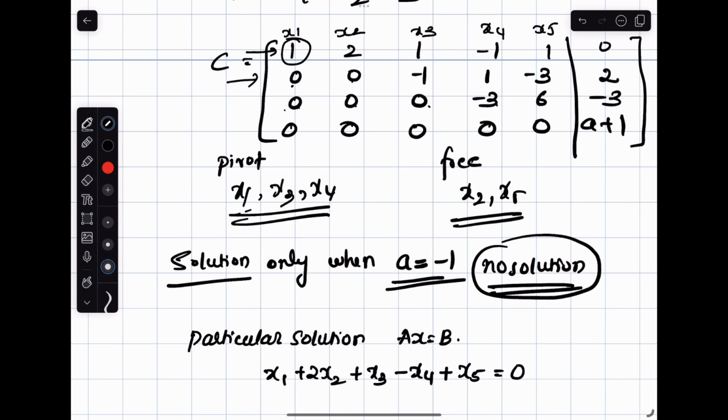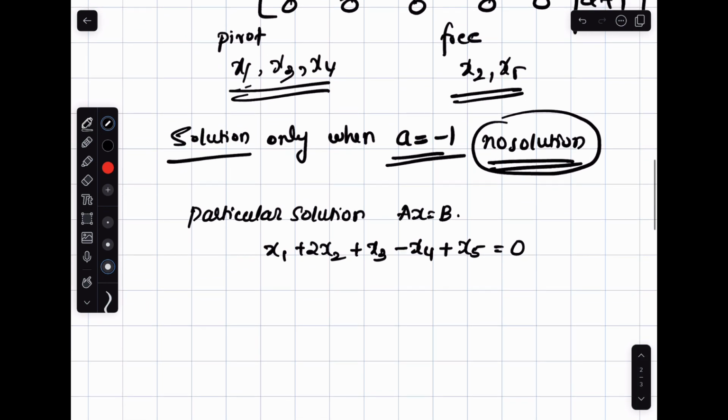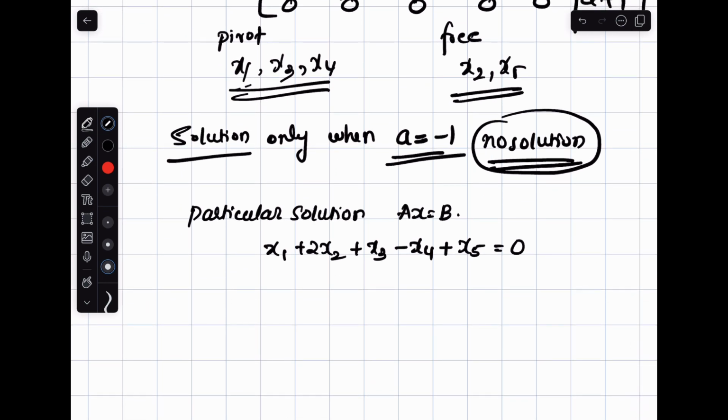Then the second equation will be, so I have the equation, let me write it down. It is x3 minus x4 plus 3 times x5 is equal to minus 2.